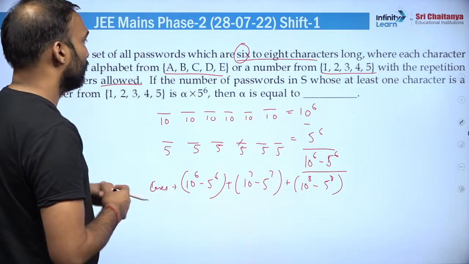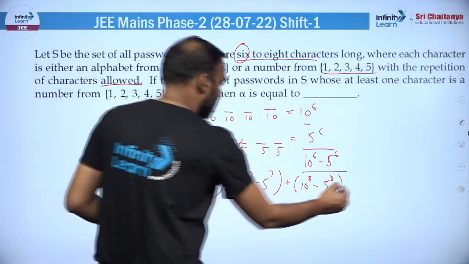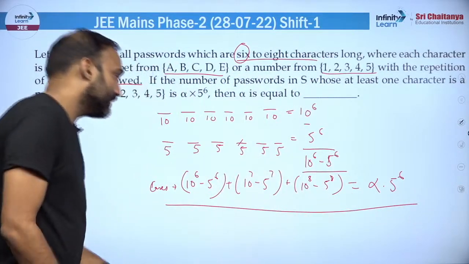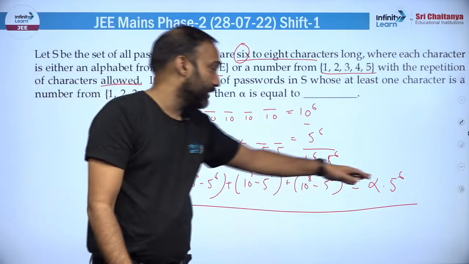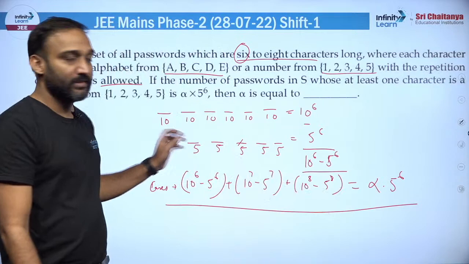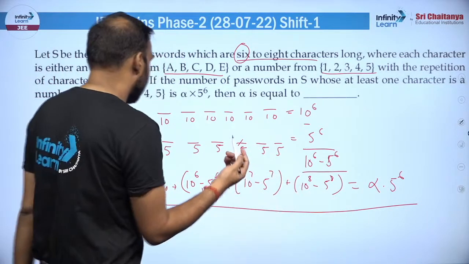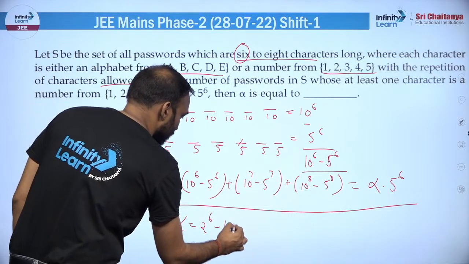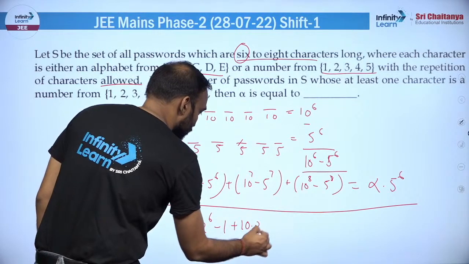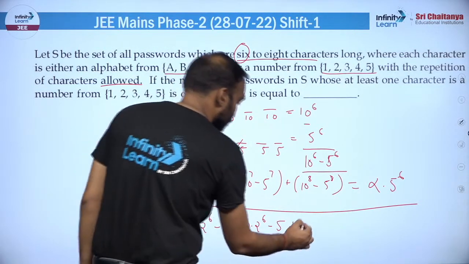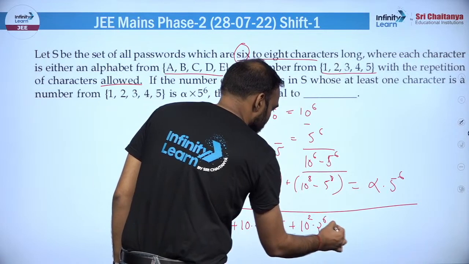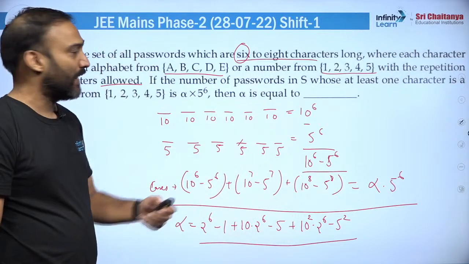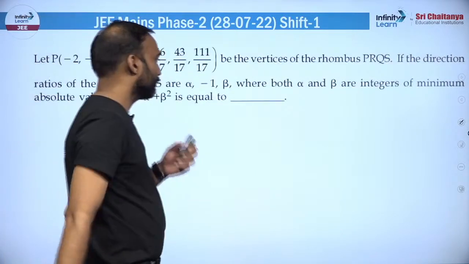Right? If the number of passwords is, now this is equal to alpha into 5 raised to power 6. So all you have to do is simplify your left hand side and equate it to alpha into 5 raised to power 6, or divide by 5 raised to power 6 and calculate the value of alpha. So if I divide by 5 raised to power 6, alpha becomes equal to what? 2 raised to power 6 minus 1, right? This is 5 raised to power 6. So 2 raised to power 6 minus 5, 5 raised to power 6. So 10 square into 2 raised to power 6 minus 5 square. This is the value of alpha. So simplify these values and you'll get the value of alpha. And that is what is being asked, right? Alpha is equal to what?